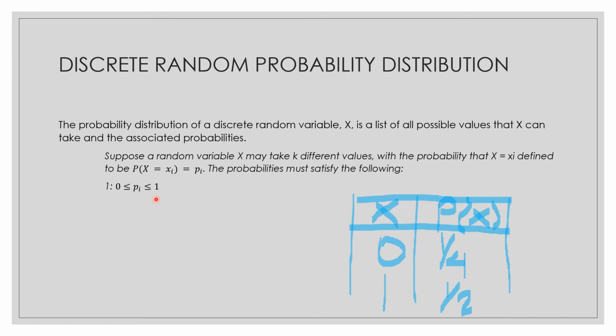5% is possible, because 5% is equal to 0.05. So that is still between 0 and 1. And the second property is p sub 1 plus p sub 2 plus p sub 3 plus dot dot dot plus p sub k is equal to 1. This means that the sum of all the probabilities of x is equal to 1. So if we add the probability of 0 until the probability of k, that should be equal to 1.